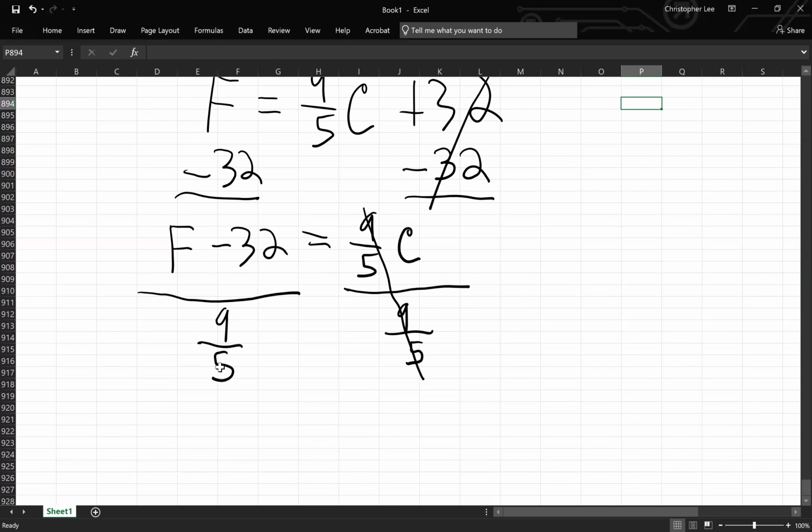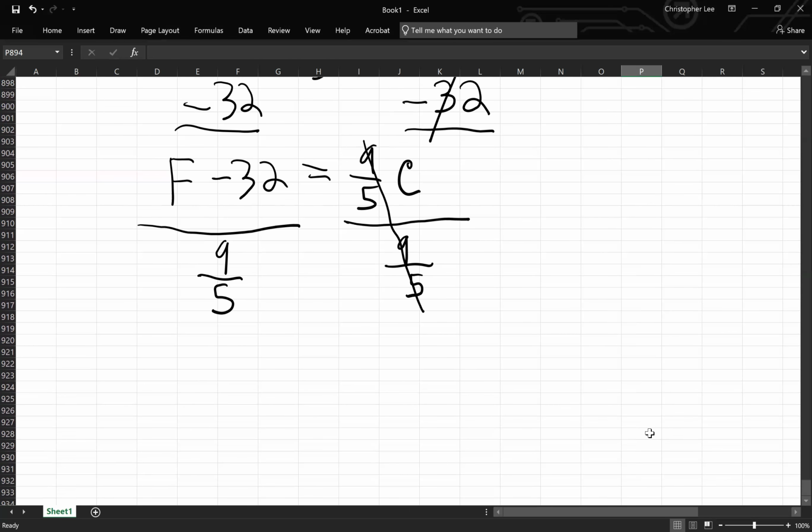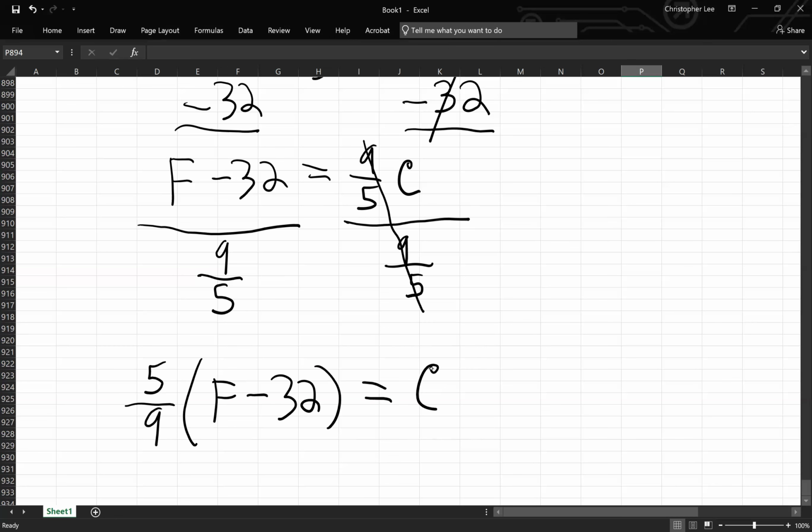So now you guys already know, keep, change, flip, right? You could just flip the bottom. So this will become what? 5/9 times the F minus 32. That's equal to the C. And that's it.